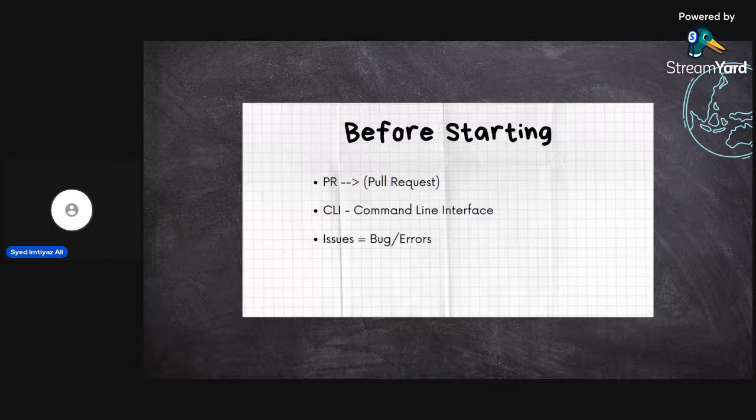issues. Issues are a section situated in a particular repository. Issues contain bugs, errors, typo errors, all these things. And you can also fix the issues. And after fixing, you can raise the PR. So these three things are very important before starting with open source.